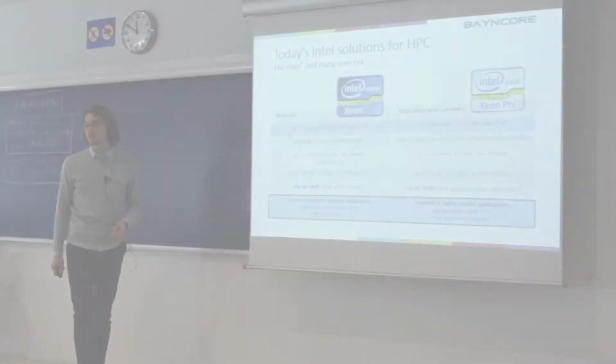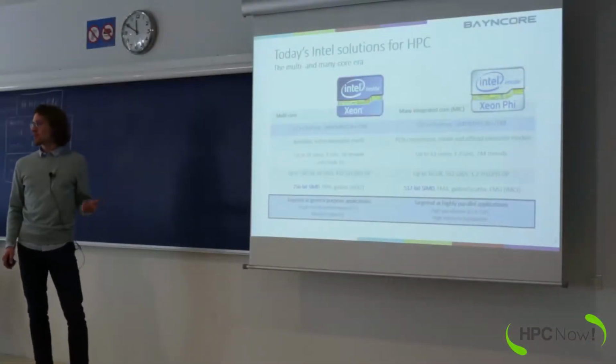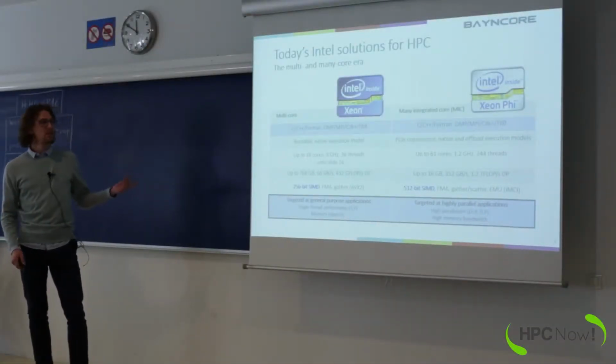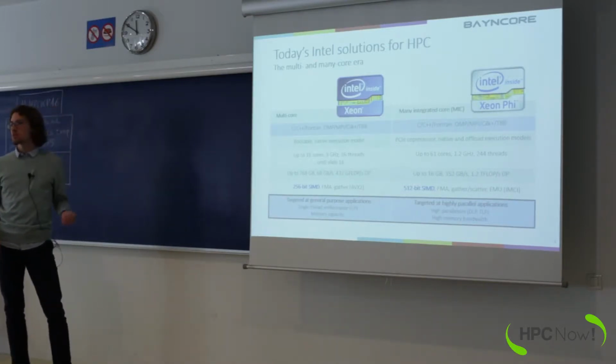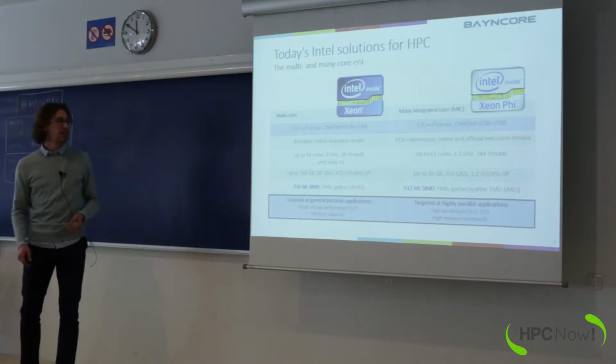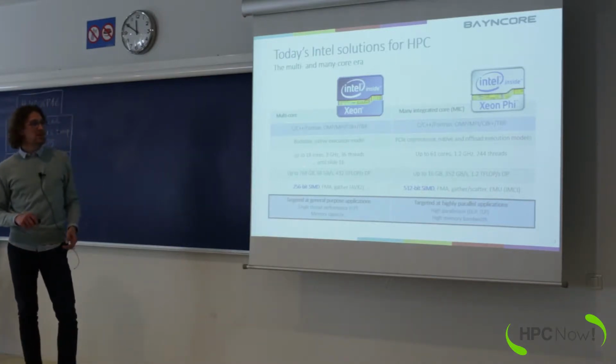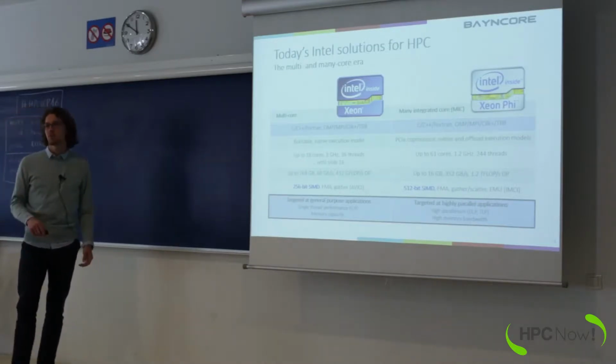Coming in the future. So at the moment, we have the Xeons and the Xeon Phi, the multi-core and the many-core systems. And all of them support different programming standards, different APIs. The Xeons, they're growing. So far the Haswell was up to 18 cores.